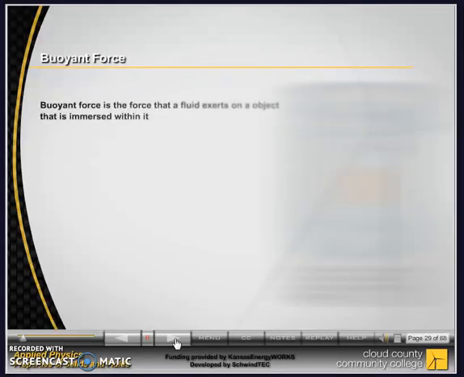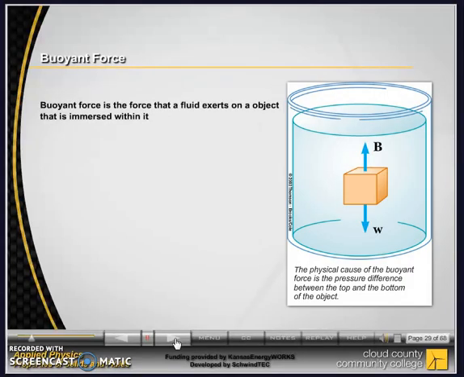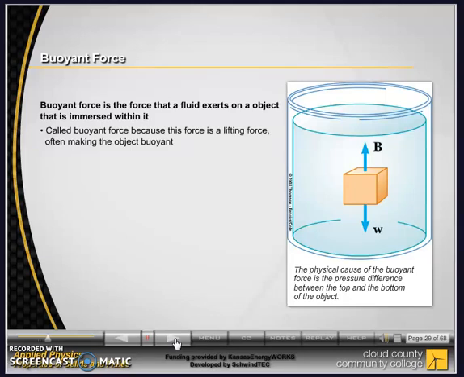Buoyant force is the force that a fluid exerts on an object that is immersed within it. It is called buoyant force because the force is a lifting force, often making the object buoyant. Buoyant force can be calculated using Archimedes' principle.